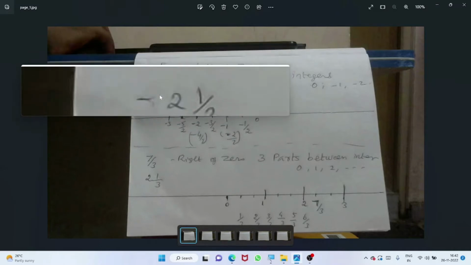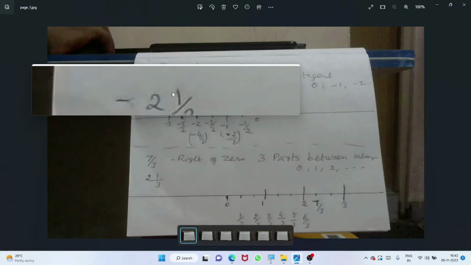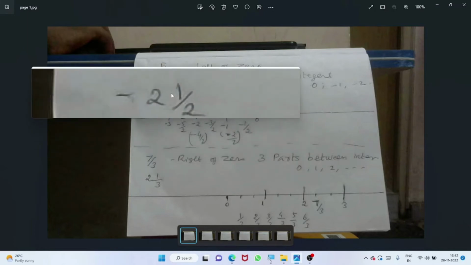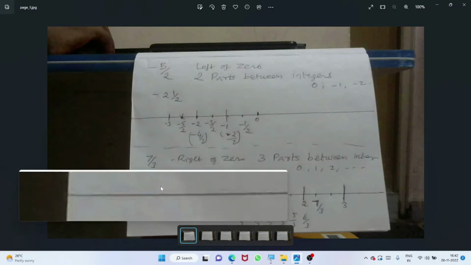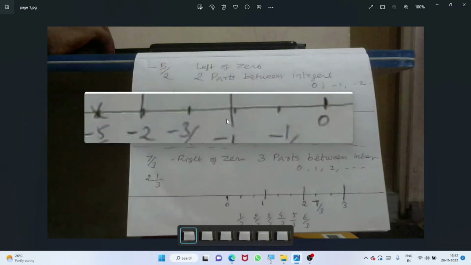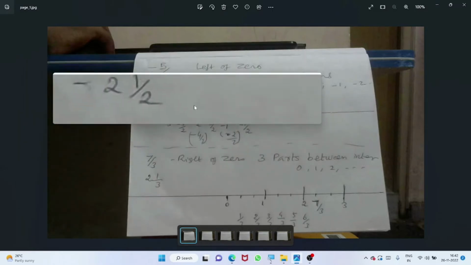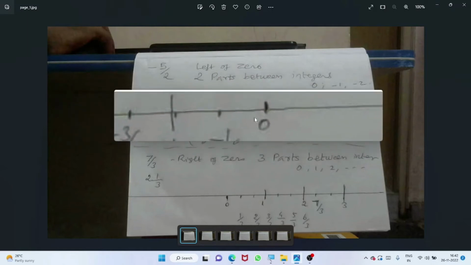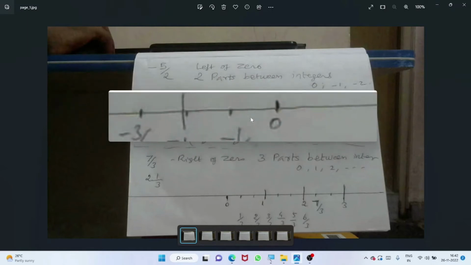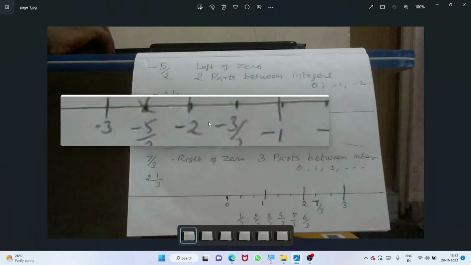Now if you want, you can write it in this form. Minus 5 by 2 you can write as minus 2 into 1 by 2, since 2 into 2 is 4, 4 plus 1 is 5 by 2. But without that also you can mark it. The only thing you have to remember is two parts between the integers. Between 0 and minus 1 there are two parts, and between minus 1 and minus 2 there are two parts.